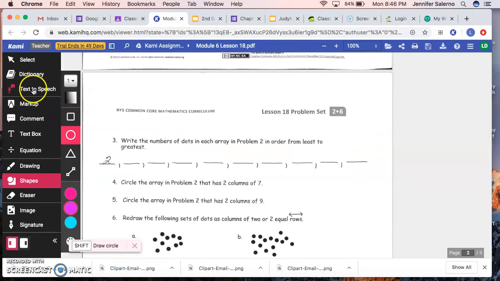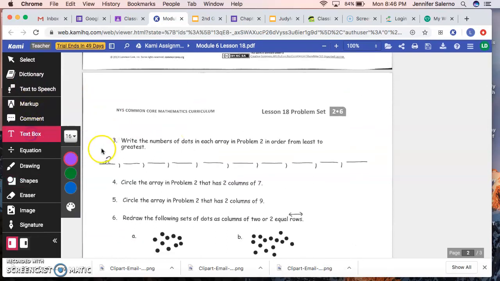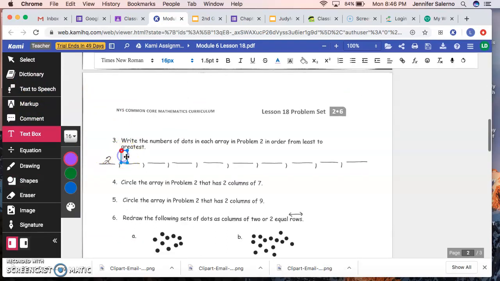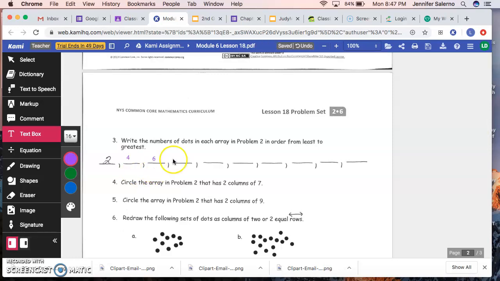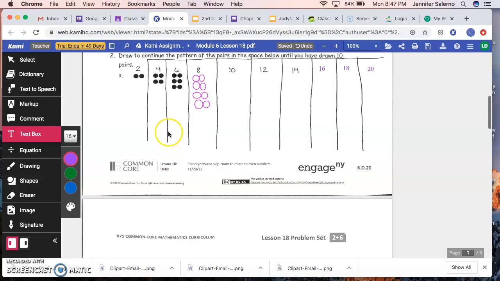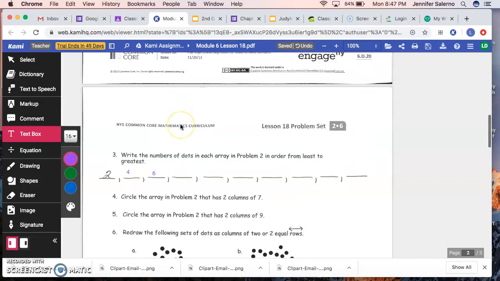So all you would be doing here is you could use your little text box, and then you would be writing 4. And then the next one, because we already know, is 6. And then I want you to fill in the rest based on your numbers, okay?